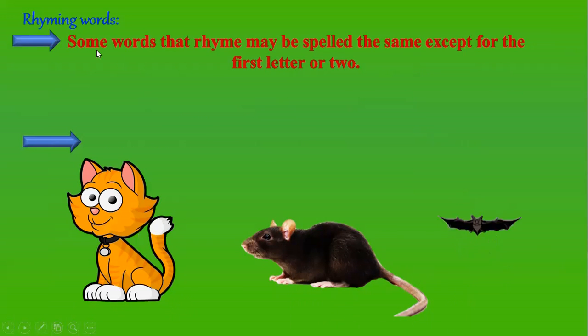Children, there are also some words that rhyme and are spelled the same except for the first letter or two. This simply means that there can be rhyming words with a different letter in the beginning. So the first and the second letters may be different, but the rest of the letters remain the same. Check this out, children. Here we have a cat. Then we have a rat and a bat. In all these examples, there is a difference only in the first letter, whereas the second and third letters remain the same. So these are rhyming words.